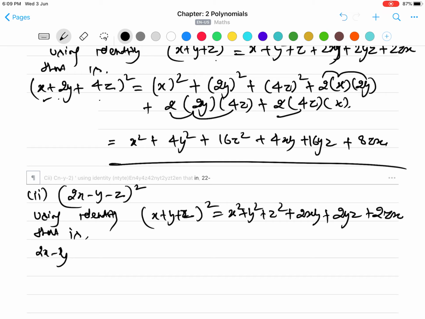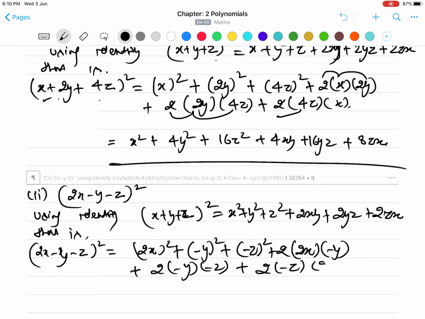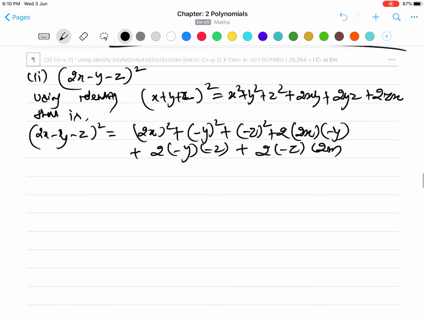Okay, so we have 2x minus y minus z whole square is equal to, first x square, x here is 2x, so 2x square, then we have y square, y is minus y, then we have z square, z is minus z, then we have plus twice of xy, x is 2x and y is minus y, then we have plus 2yz, twice of y is again minus y and z is minus z, plus 2zx, that is 2 into minus z into 2x. Now we'll solve this.